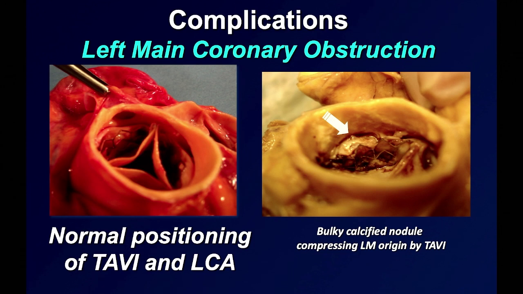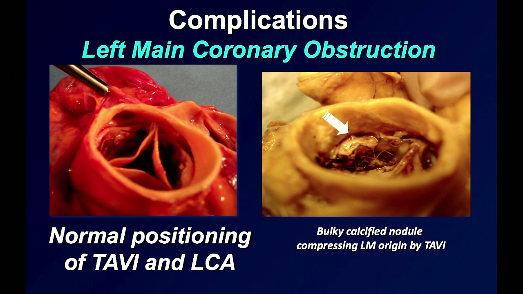What happens is, you're introducing a valve into the old valve leaflets, which open and close, right? If they're pushed towards the ventricle, there's no problem at all. If they're pushed out into the aorta, then there may be a problem. Because if the ostium is right here, the native leaflet will be pushed against the coronary ostium. So the height of the native leaflet relative to the height of the coronaries is important.